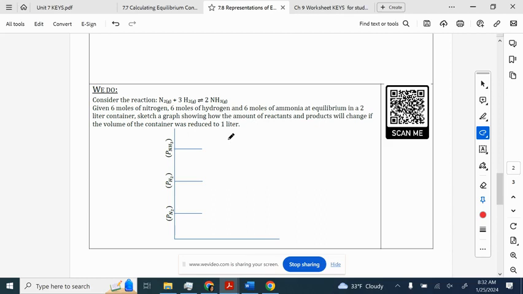So if I start out here, I have my equation. I'm going to just do some stuff up here so you can see what I'm doing, all right? So N2 plus 3H2 gives 2NH3. We are starting out with 6, 6, 6.